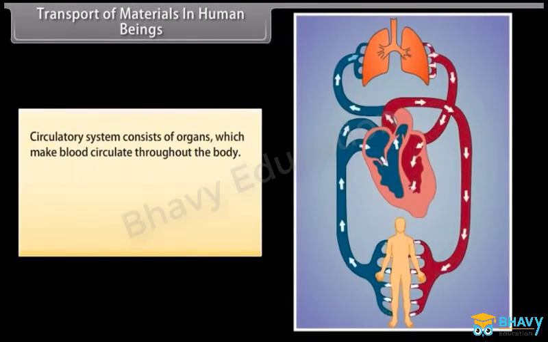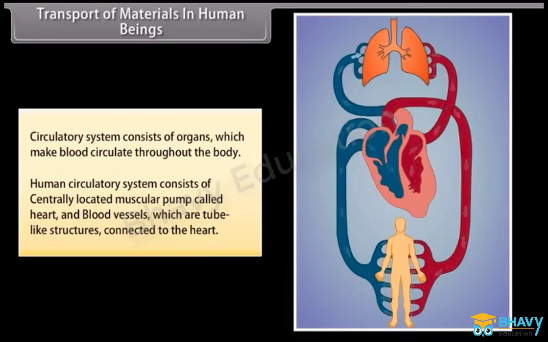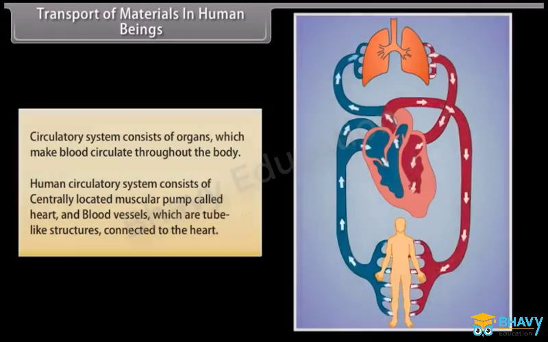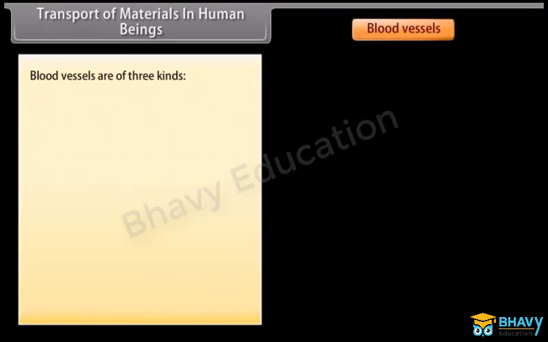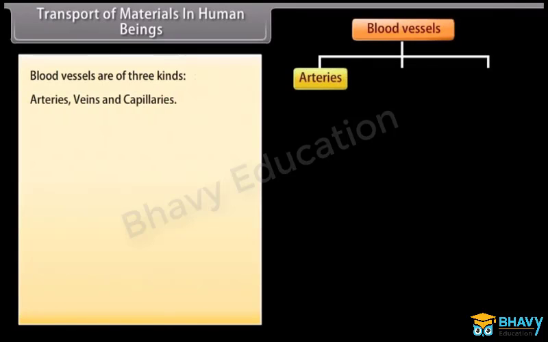Circulatory system consists of organs which make blood circulate throughout the body. Human circulatory system consists of a centrally located muscular pump called heart and blood vessels, which are tube-like structures connected to the heart. Blood vessels are of three kinds: arteries, veins and capillaries.